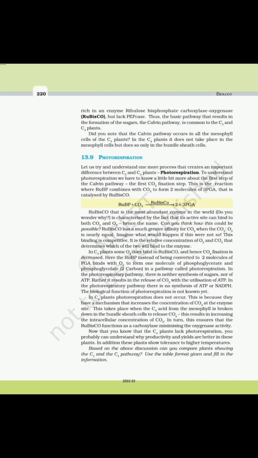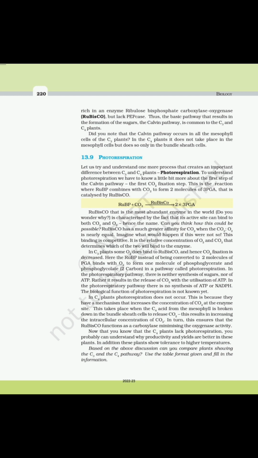13.9 Photorespiration. Let us try and understand one more process that creates an important difference between C3 and C4 plants: photorespiration. To understand photorespiration, we have to know a little bit more about the first step of the Calvin pathway, the first CO2 fixation step. This is the reaction where RuBP combines with CO2 to form two molecules of 3-PGA, that is catalyzed by Rubisco.